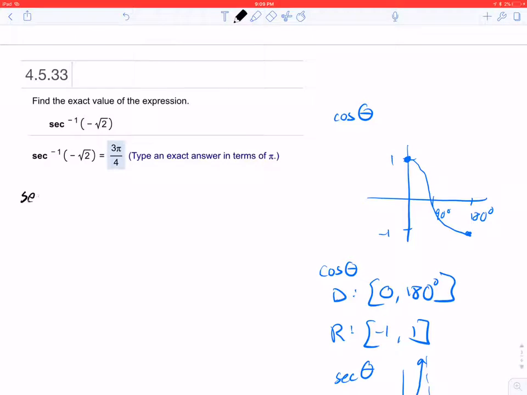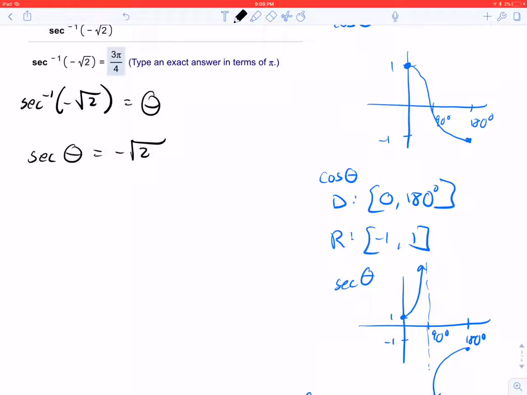So this one says inverse secant of -√2. That's going to be equal to some theta, some angle. Okay, because what this is saying with the original is, secant of what angle gives us -√2, right? So now, if we have secant of some angle equals -√2, this doesn't really mean anything to me.